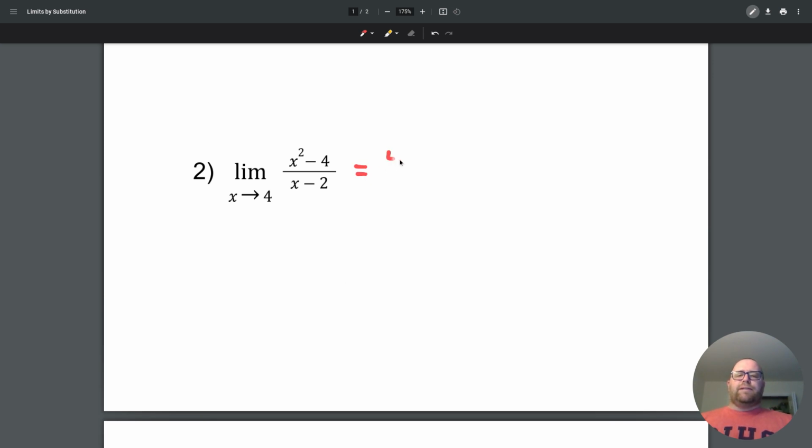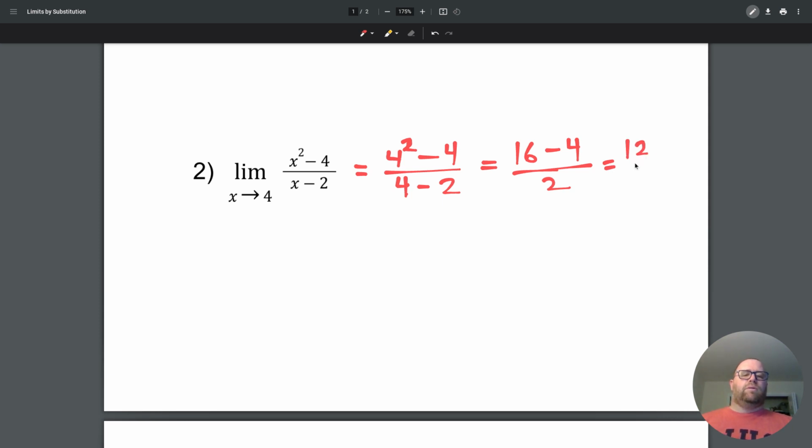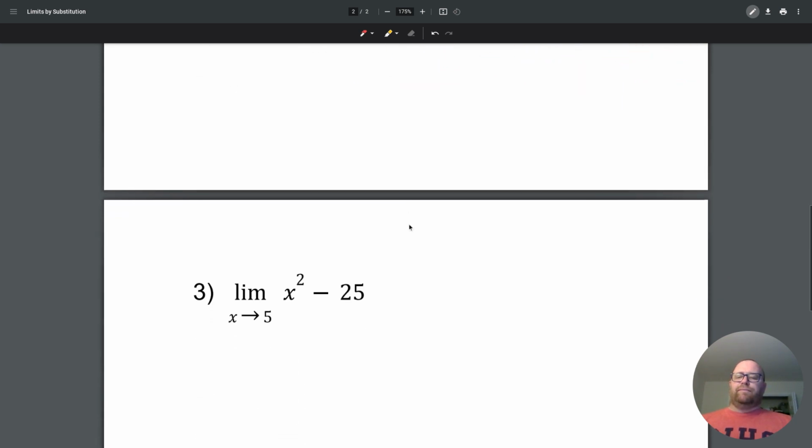We can say this is equal to 4 squared minus 4 over 4 minus 2. So 4 squared is 16 minus 4 over 4 minus 2 is just 2. So we get 12 over 2, which is equal to 6. So 6 is our limit in this case. Okay, let's look at another.